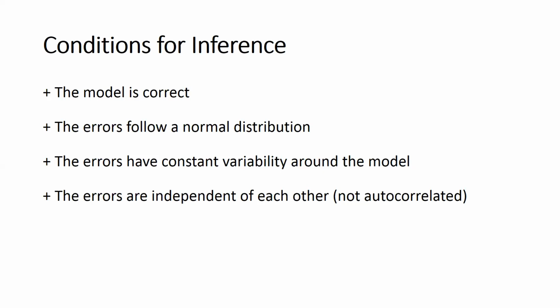And then usually we impose some normality and constant variability conditions on a model like this. So in order to derive the t-test for the slope, we want the errors to follow a normal distribution. You may remember that those errors showed up a few slides ago as epsilons in the model equation before it was fitted, and that the errors have constant variability around the model, and that the errors are independent of each other. For example, that they're not autocorrelated as they might be in a time series analysis.